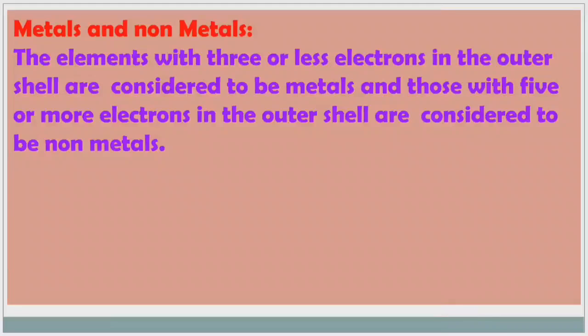are the metals. And those with 5 or more electrons in their outer shell are considered to be non-metals. If you observe, 5A group elements contain 5 electrons in the outer shell, 6A group elements contain 6 valency electrons, 7A group elements contain 7 valency electrons, and 0 group elements contain 8 valency electrons.